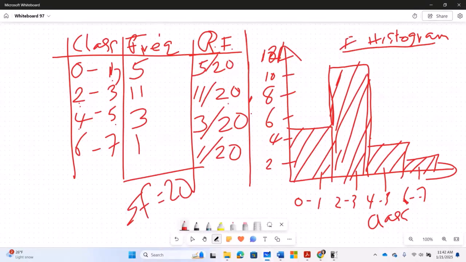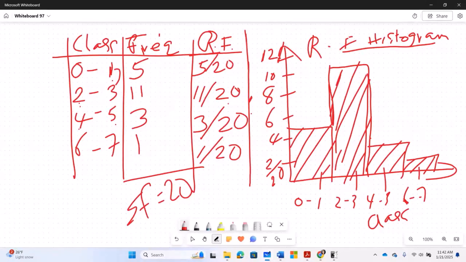What if I'm told to change this to a relative frequency histogram? If I'm told to change this to relative frequency histogram, all I have to do is change my y-axis to relative frequency. And how do I do that? All I have to do is divide each number by the total frequency.